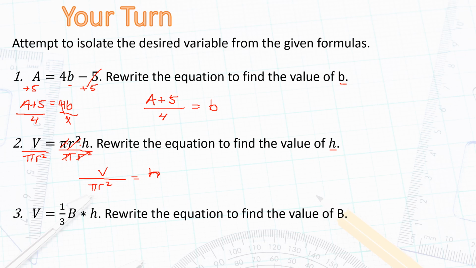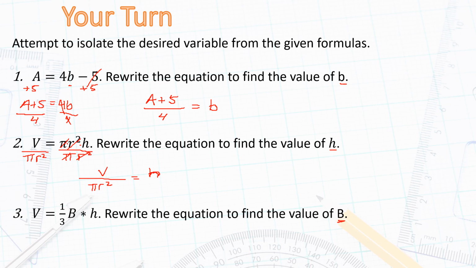All right, and the last one, we've got V equals 1/3 B times H. This is the volume of a pyramid. So volume of a pyramid is 1/3 of the base area times the height. So base area can be broken up depending on what the shape is. If it's a square, then it would be a side length squared. If it was a rectangle, you would do a length times width. If it was a circle, it would now be a cone, but you get the idea. So it's whatever the base area is.